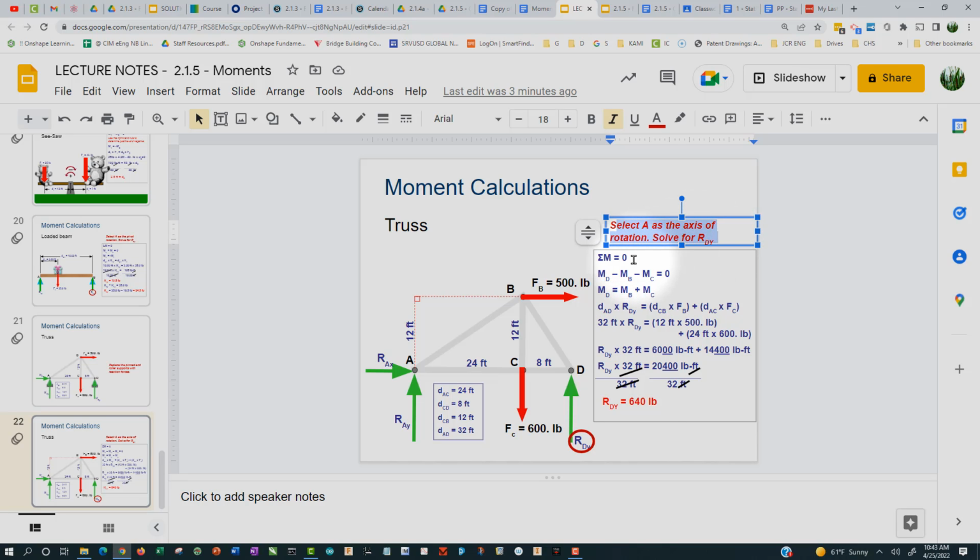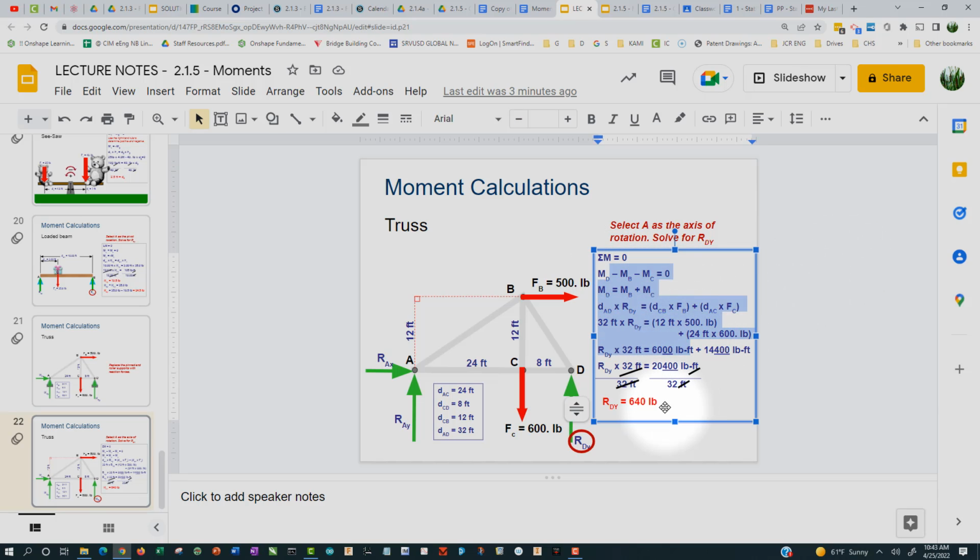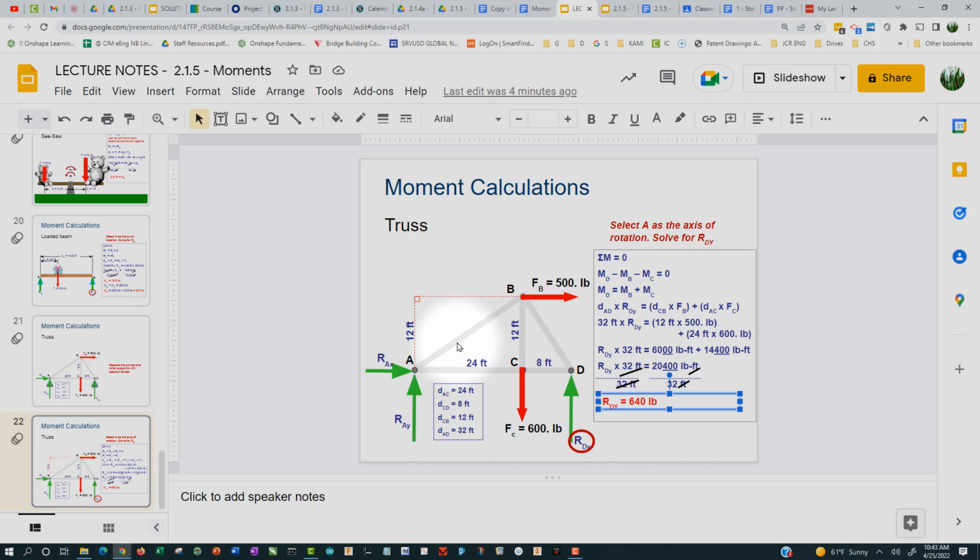Sum of the moments about point A, which we've chosen as zero, so you add up all the moments. Well, there's a moment due to F sub B, F sub C, and also the reaction force over here, R sub dy. And you do the algebra, and you're going to get that R sub dy is equal to 640 pounds. So this guy over here is 640. Interesting, yeah. So it's more than the load here that's going straight down, and that's due to this horizontal force, which is causing rotation in the negative direction, right? So that's going to put a force onto D.